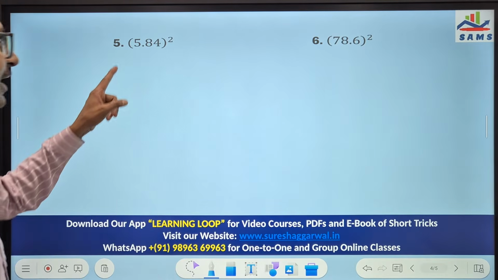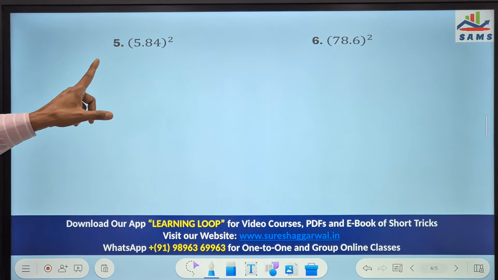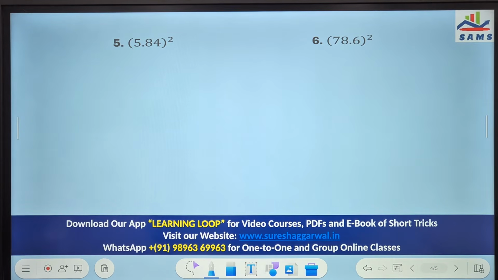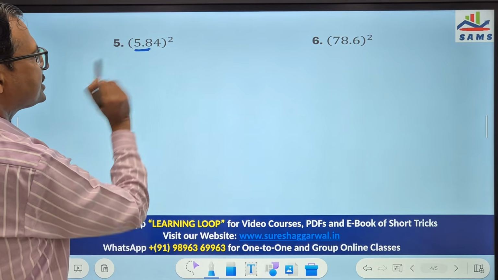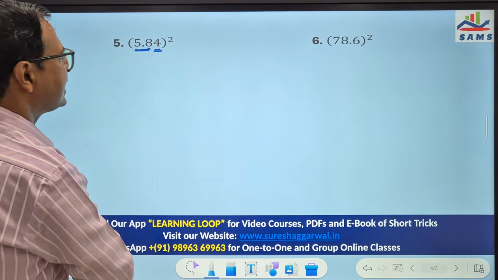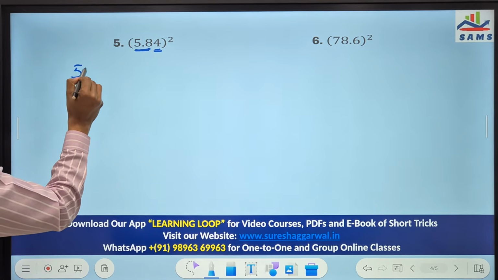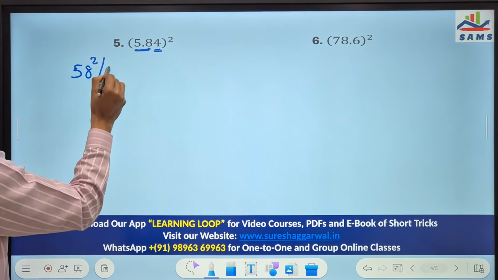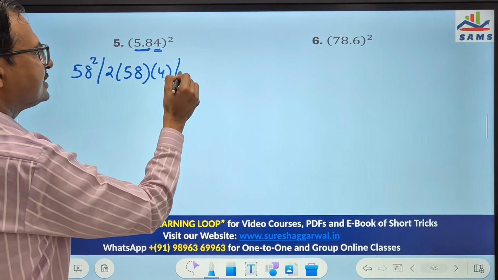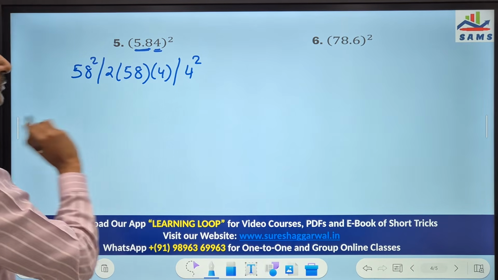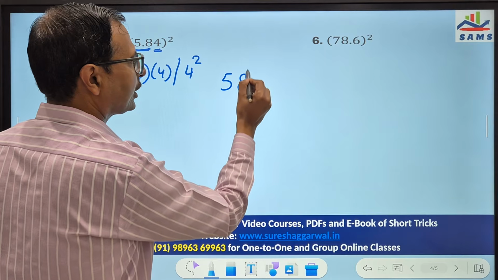See here, we have 5.84 square. Now when I have to do 5.84 square, I'll just forget the decimal ones. I'll take first two digits as A and the last digit as B. So I want a 58 square, then twice of 58 times 4 and then 4 square. So now I want 58 square through the short trick.